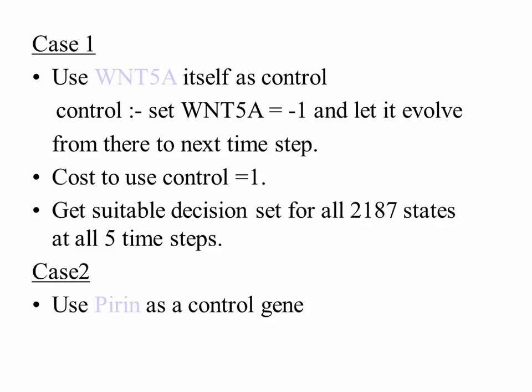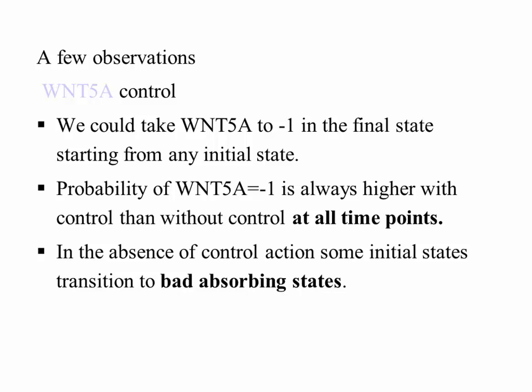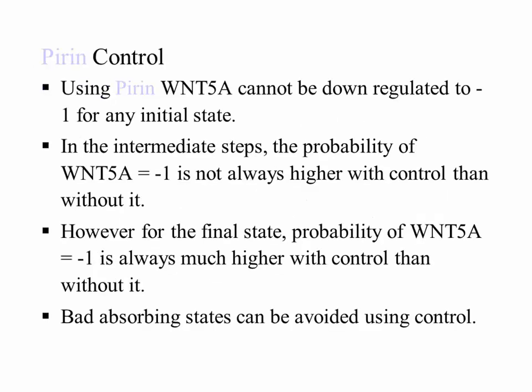So using pyrin as the control gene, we solved this problem, and we made a few conclusions. First, using pyrin, WNT5A cannot be downregulated to minus one for any initial state, because maybe you don't have enough steps in the control. You have a whole bunch of states, 3 to the power of 7 possible states, so you're not able to send it to that desired value of minus 1 for any initial state.